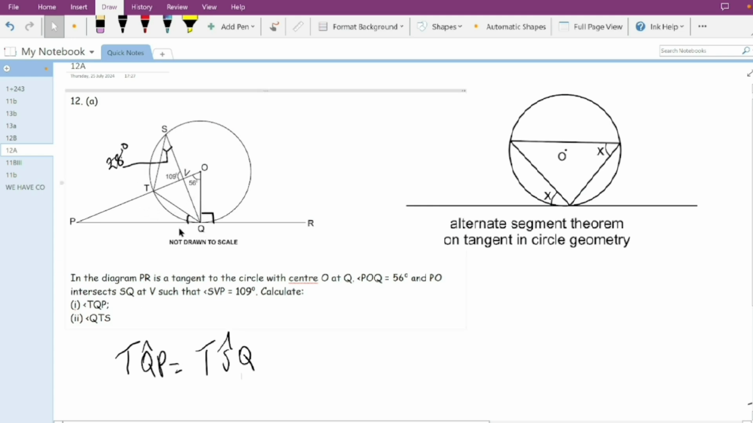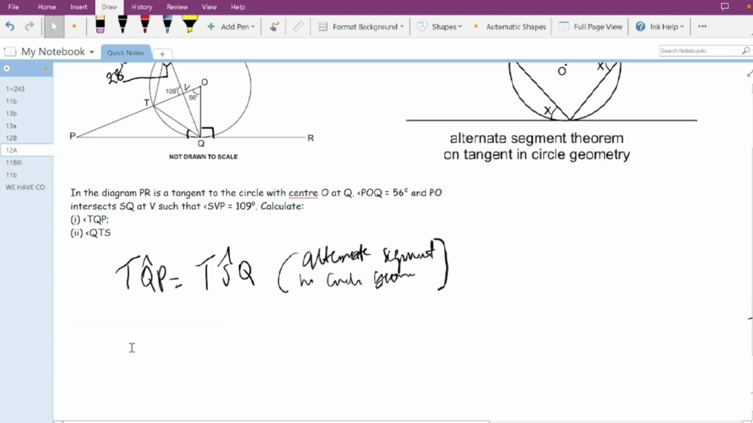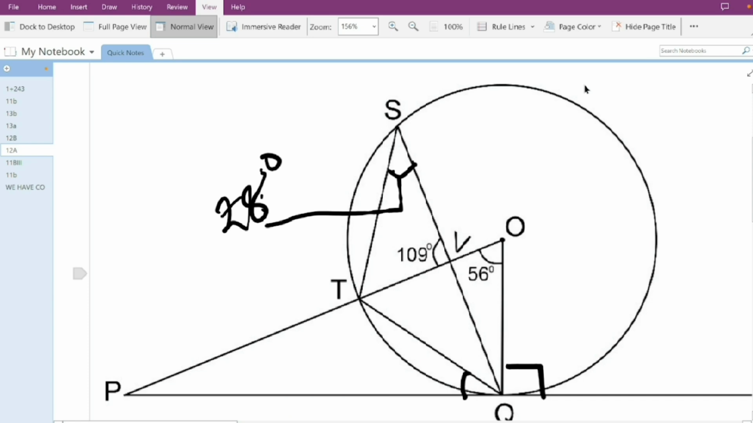This angle here is the same as this angle here, and you have to write the proof, and the proof is alternate segment theorem. You can write it in circle geometry. Therefore, angle TQP is 28 degrees. That's the answer to the first question, 28 degrees. We now know this angle is also 28 degrees.